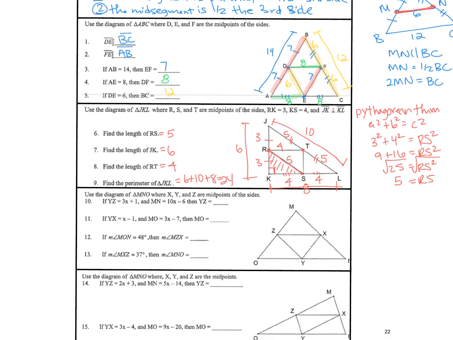So let's take a look then at the next set of problems. It says that X, Y, and Z are midpoints. So I know that makes each half on all 3 sides congruent. This first problem says that YZ, so YZ is this distance right here, is 3x plus 1, and MN is this distance right here, and it's 10x minus 6.